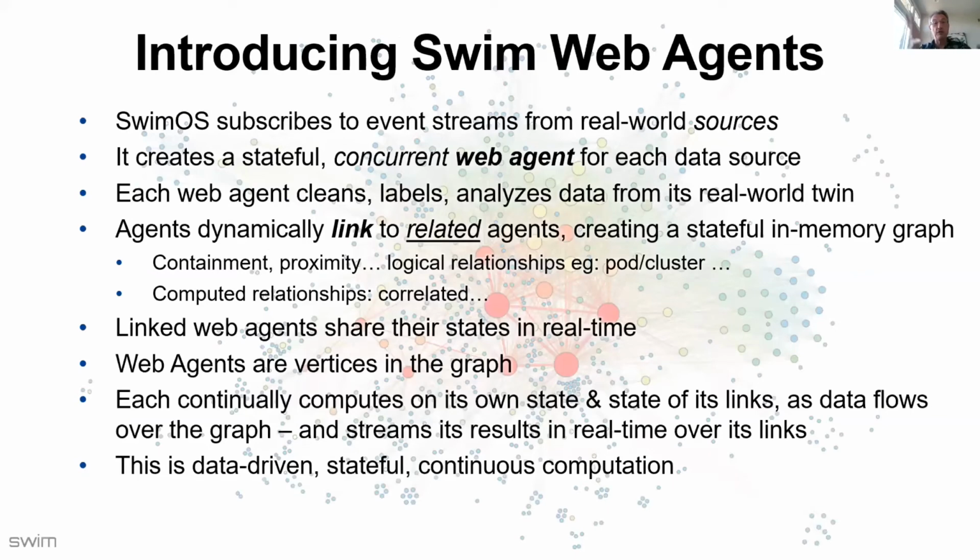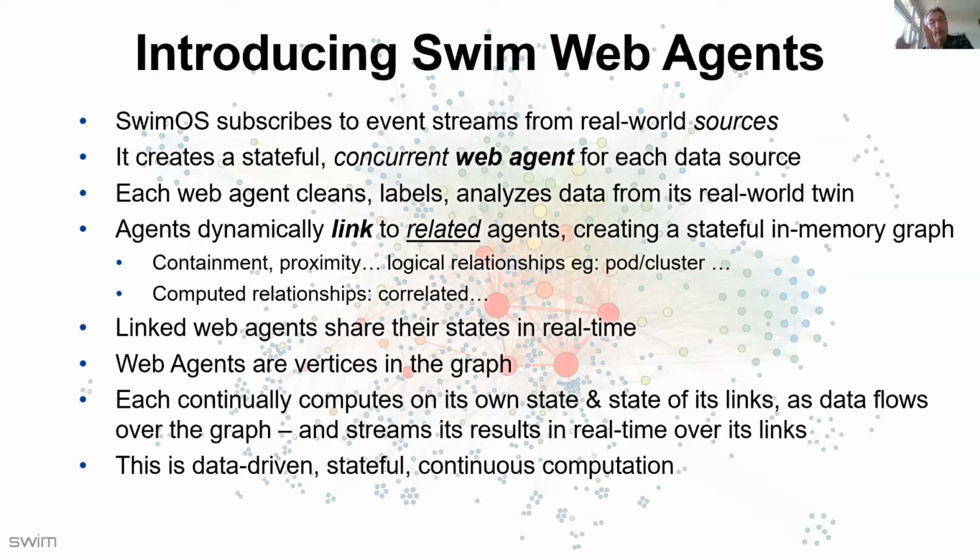So I'm going to introduce you to Swim Web Agents. Swim is based on the actor paradigm. If you're familiar with Akka or the actor paradigm in general, Erlang, you get it in a heartbeat. It's very simple. SwimOS subscribes to event streams from real-world sources. So here we're a stream processor. And for every source, we're going to create a thing called a web agent. By the way, these are objects. They're concurrent actors. We call them web agents because the object ID is a URI, so we always know where to find them, no matter where they're running in a big distributed fabric.